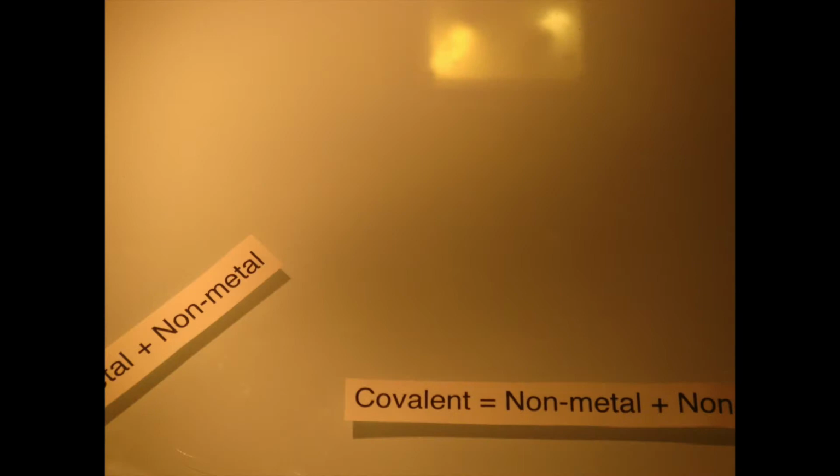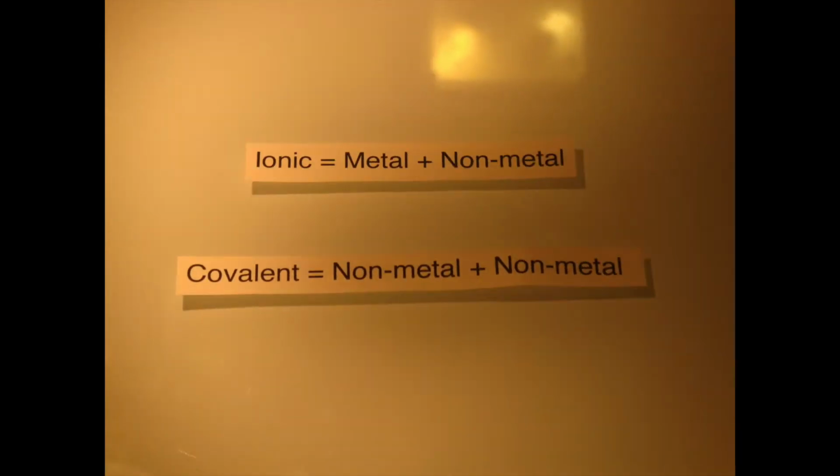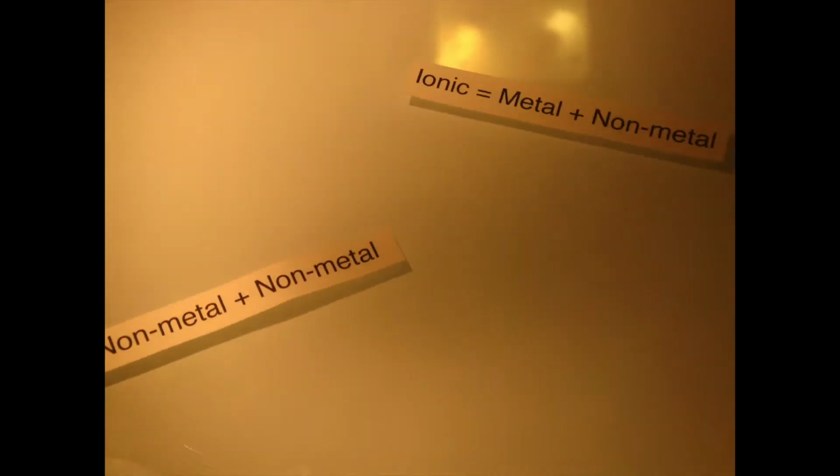Two types of bonding, covalent and ionic. Covalent bonding is between two or more nonmetals. Ionic bonding is between two or more metals with nonmetals.